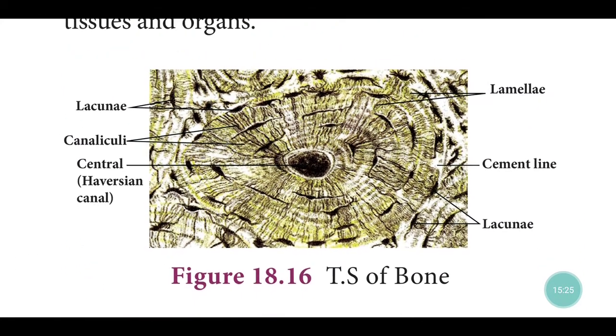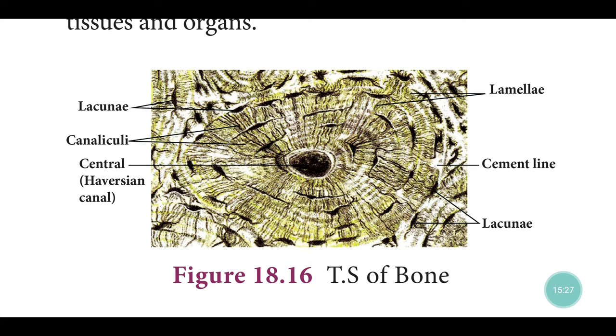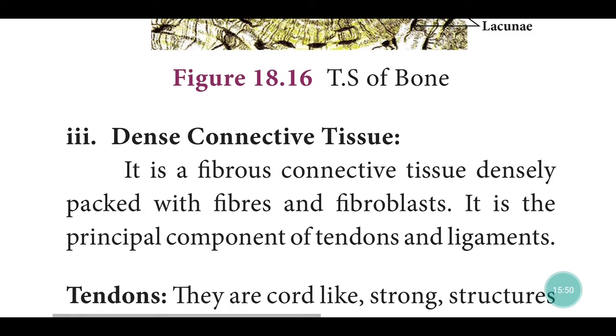You see the transverse section of bone. When we see under the electron microscope, our bone looks like this. All the pictures we are seeing, through the electron microscope, will be like that. Lamellae, cement line, lacunae, canaliculi, central Haversian canal. Like this, some structures we can see, my dear student.